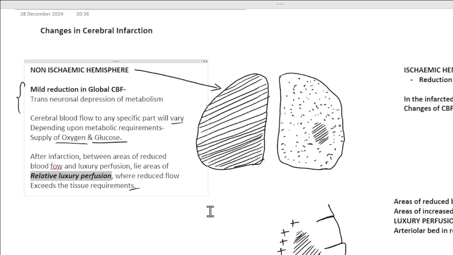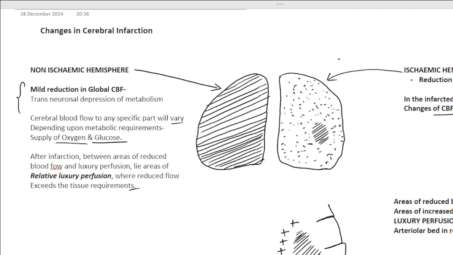Now come to this part. When it is an ischemic hemorrhage, the story is different. Why? Obviously, there is a reduction in global CBF, which is very, very important. Okay, and areas of reduced blood flow. Reduction of global CBF. Global, I mean to say like pan brain. Okay, full brain, and in the infarcted area and nearby more subtle changes of CBF are seen.